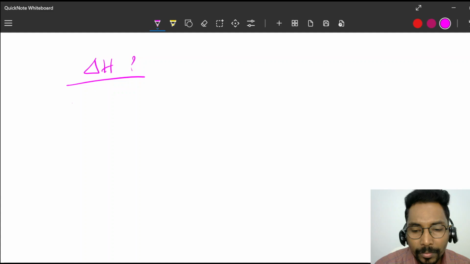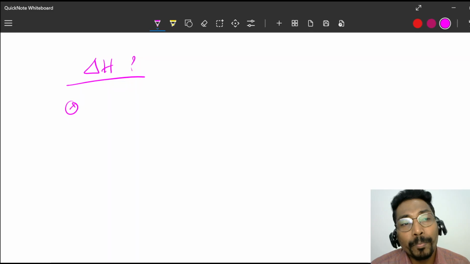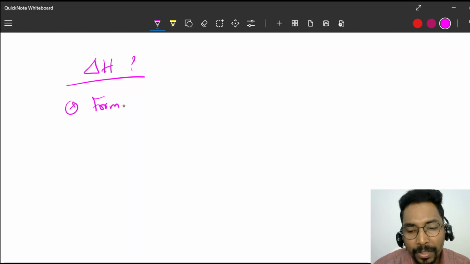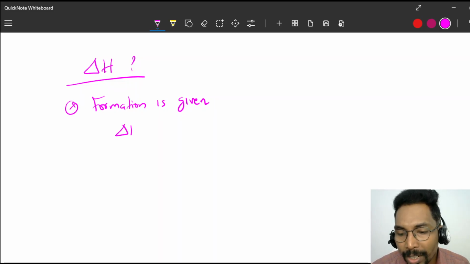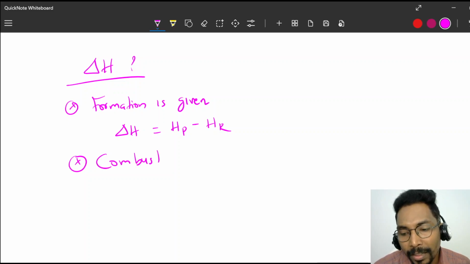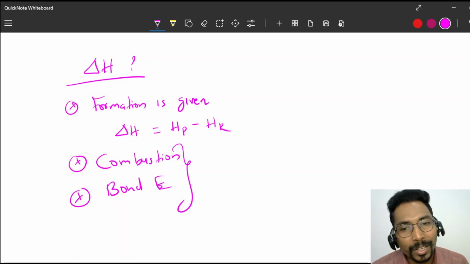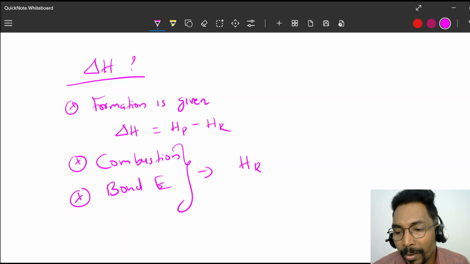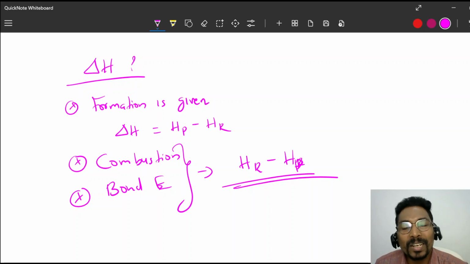If the standard enthalpy of formation is given in the question, you can calculate delta H as enthalpy of products minus enthalpy of reactants. And second case, if standard enthalpy of combustion or bond enthalpy is given in the question, you use enthalpy of reactants minus enthalpy of products. It's very important. Clear? So you can calculate delta H of any equation by following this method.